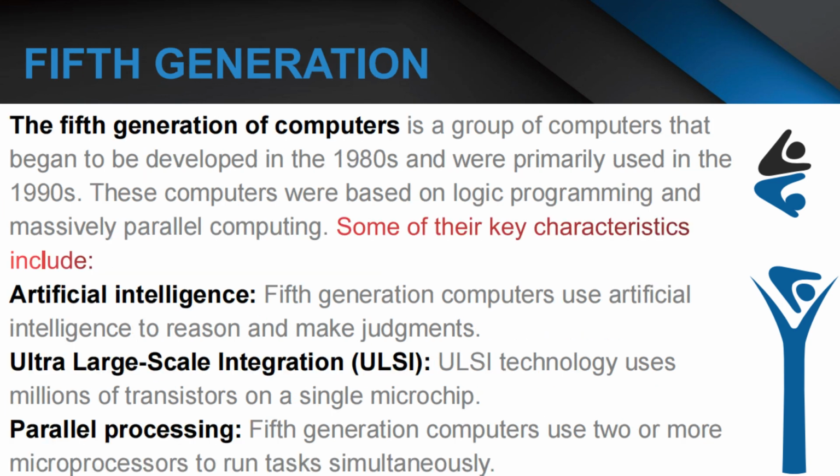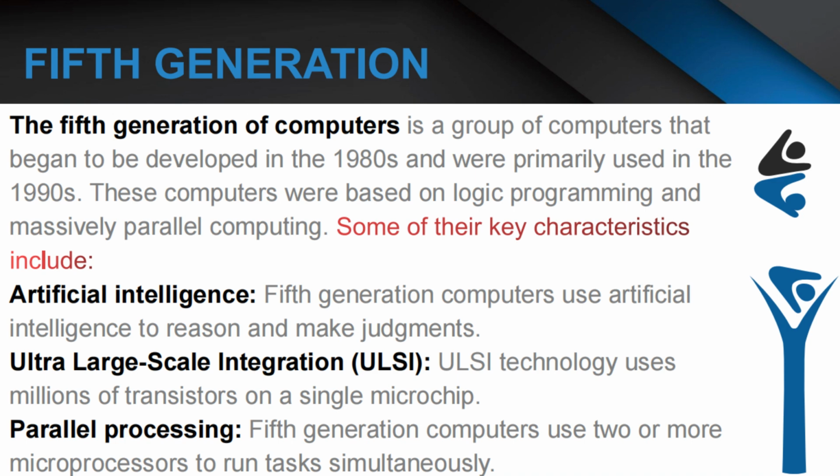Fifth generation. The fifth generation of computers is a group of computers that began to be developed in the 1980s and were primarily used in the 1990s. These computers were based on logic programming and massively parallel computing. Some of their key characteristics include artificial intelligence: fifth-generation computers use artificial intelligence to reason and make judgments.